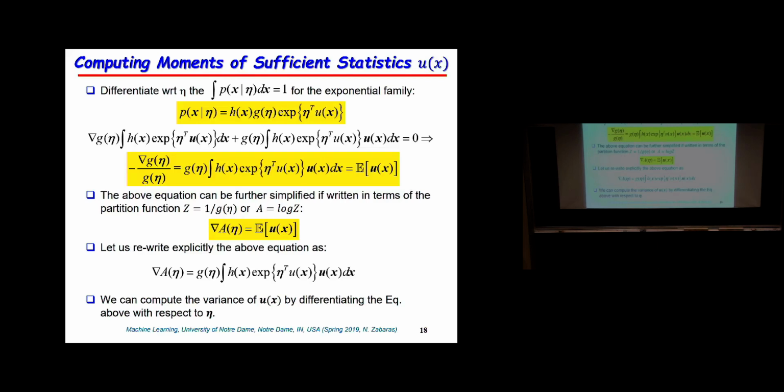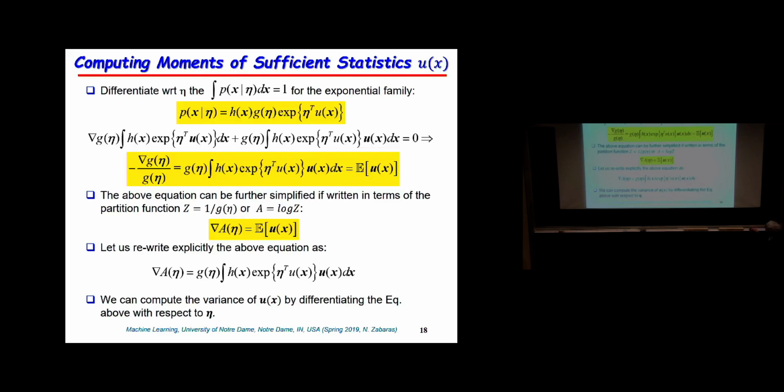I keep calling u of x sufficient statistics. I will come back to what that means, right? But somehow it is, what functions of the data x do I need to describe this distribution? And what I need is some function u of x, like in the Gaussian, I need x and x squared. That's what u of x is. But this result says, if you want to calculate the exact expectation of u of x, you simply need to differentiate the function a with respect to the natural parameter eta. Okay? A wonderful result.